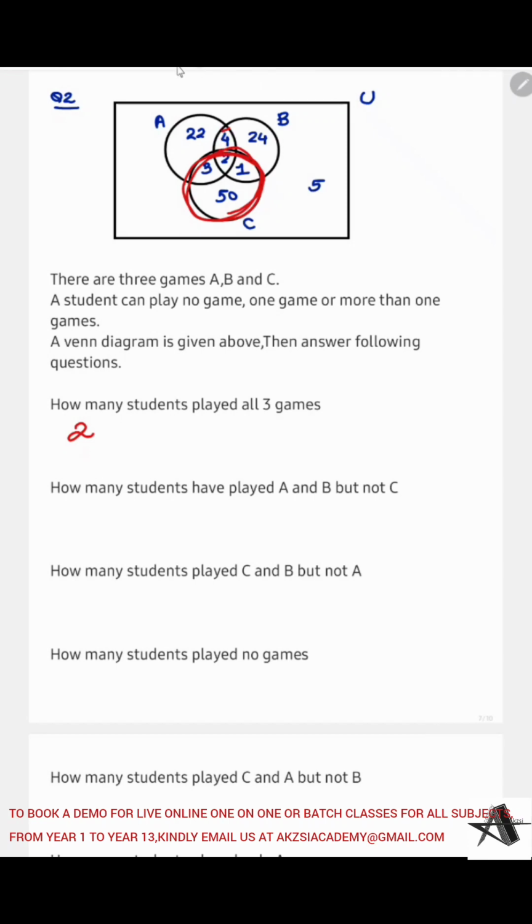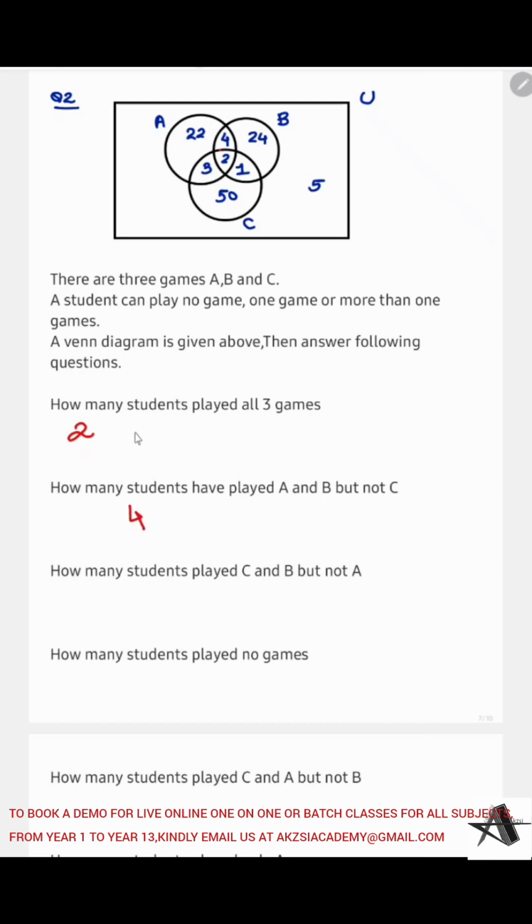Let me show you. We are looking for intersection of A and B. Clearly this one, this region that I'm marking with blue, this is intersection of A and B. But number 2 is a part of C as well. That means this is part of C as well. So just eliminate it. So what's remaining now? Just 4. So 4 students play A and B but not C.